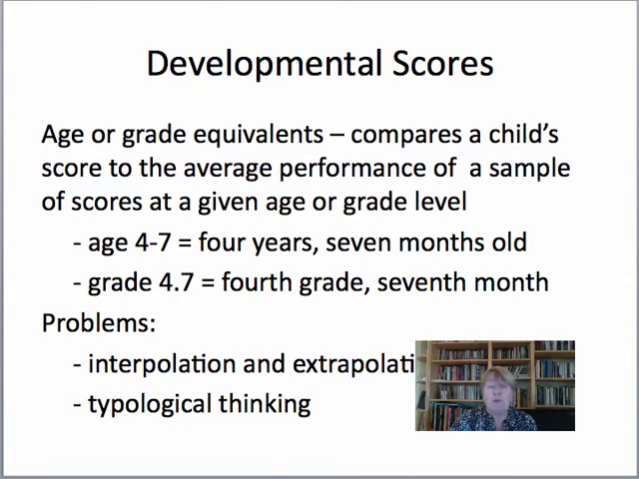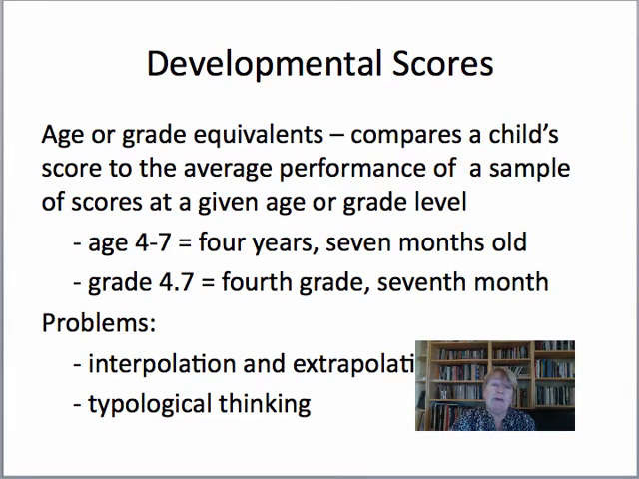Age is written in one way, grade is written in another way, and that's also important to remember. So on your slide, you see age 4-7, which means 4 years, 7 months of age. 4-7 is 4 years, 7 months of age. And for months, we have 12 months in a year, so we can't use a decimal point.